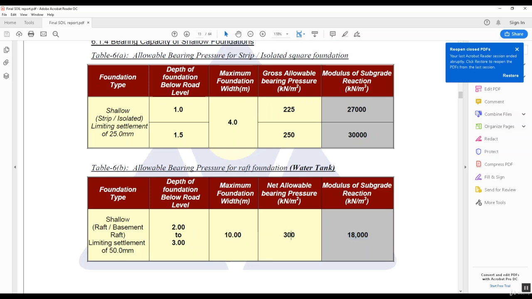Then he said the net allowable bearing capacity is 300, and the modulus of subgrade is 18,000. Imagine, here there's something strange. I will talk about it. Here for 250, we get 30,000. Here, why is it 300? It's near this. We should get more than 30,000, because here is less than this. This is less, this more; we get more. This is more, we get less. More, less. Why? What's the reason? How can we calculate this? I will tell you how.